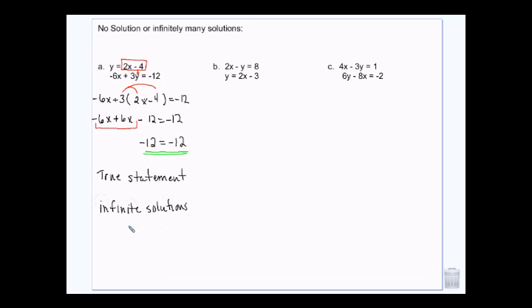Now you can either say infinite solutions or you can say all real numbers. Or if you want, you can use the symbol for real numbers, which is a double R. So you can write any of these three things. But if you get a true statement, so a number equals itself, it's all solutions, all real numbers, infinite solutions. Okay.